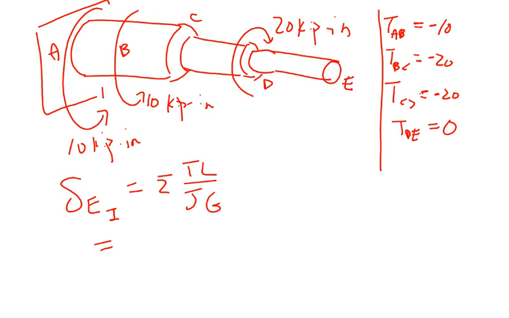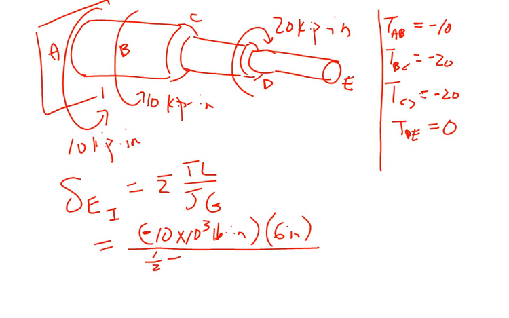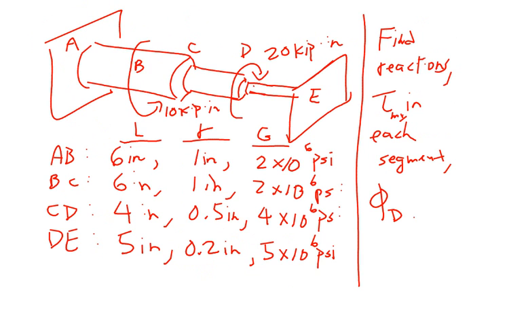This is going to be a negative 10 kip inches, which is 10 times 10 to the third pound inch. Length of AB, we said was 6 inches. J is 1/2 pi radius to the 4th. What did we say radius was? I believe it was 1 inch, right? To the 4th. And then G we said was 2 times 10 to the 6 psi, I believe. All right, let's double check. Okay, yeah, 2 times 10 to the 6, right? 1 inch radius, 1 inch radius. All right.